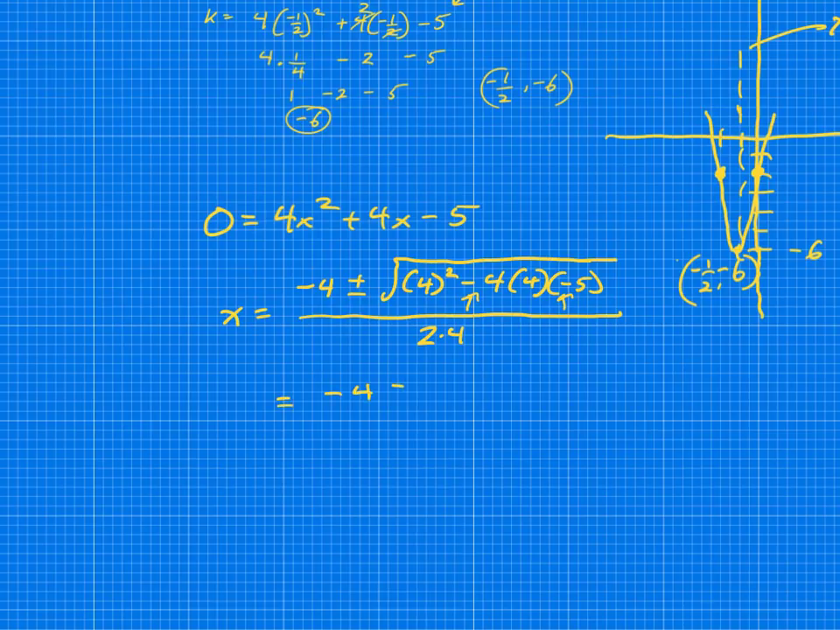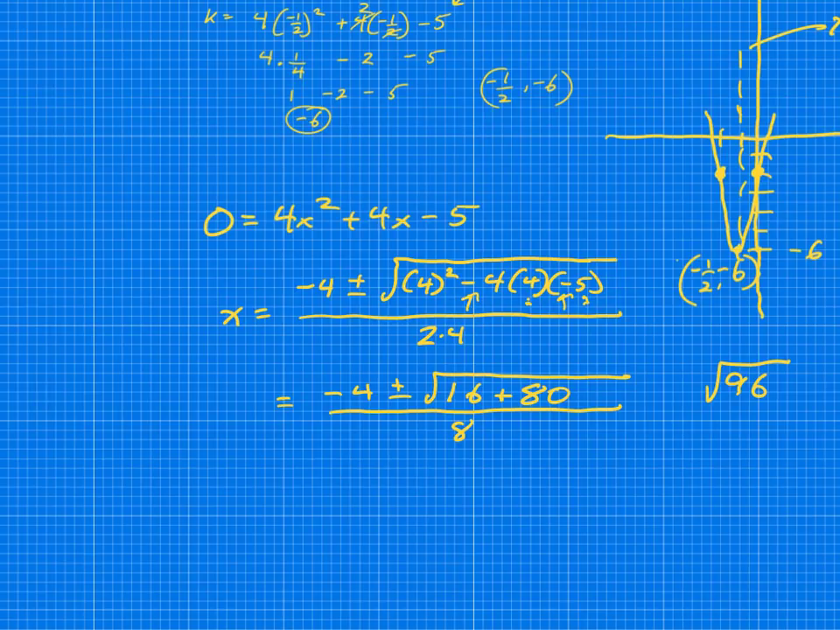-4 plus or minus the square root of 16 minus. Now let's see if we can do this one. 4 times 4 times 5 might be tricky, but let's go 4 times 5. And that's going to be our 20. And then 20 times 4 should give us 80. But there's 2 minus signs, so I know that this is going to be a positive 80. Again, all over 2 times 4, which is 8. Let's simplify a little bit further. We see that in the square root, we should be getting a 96.